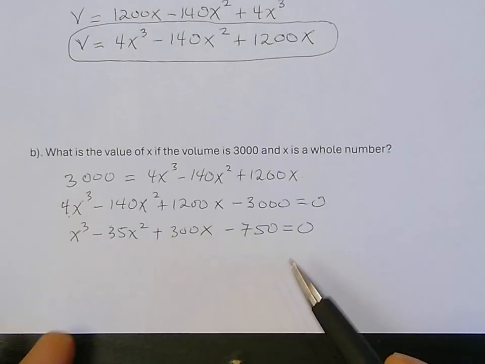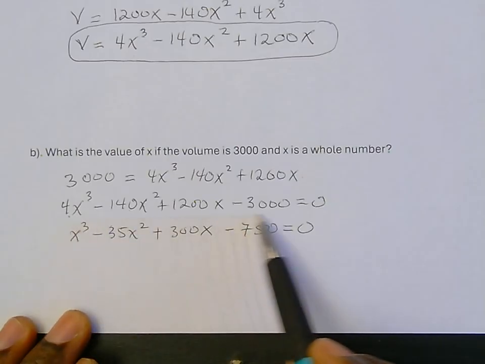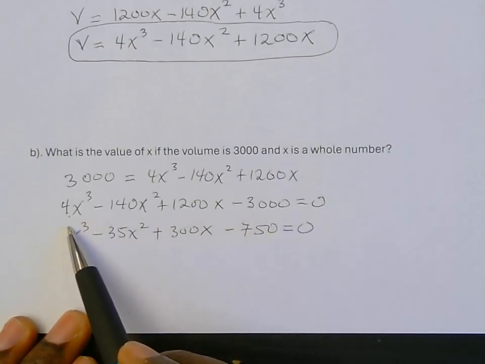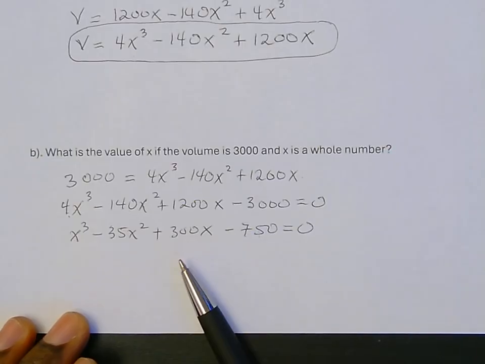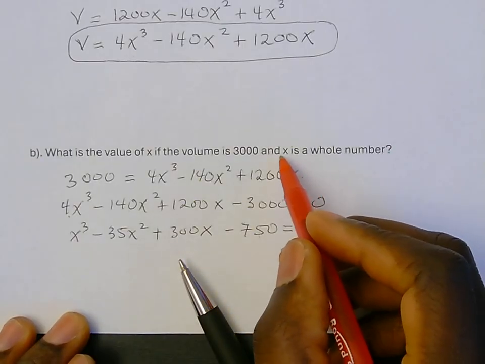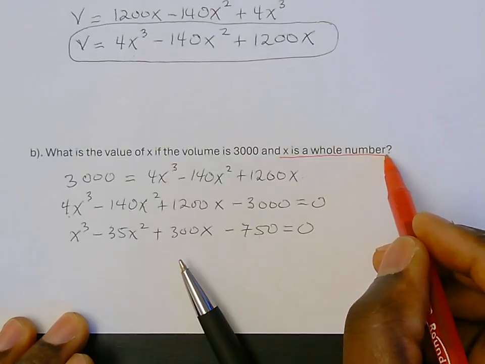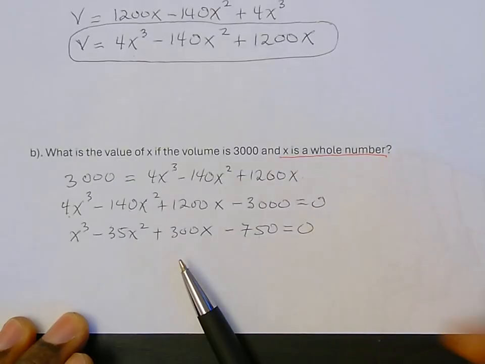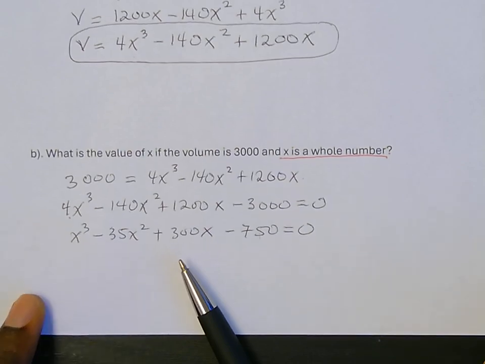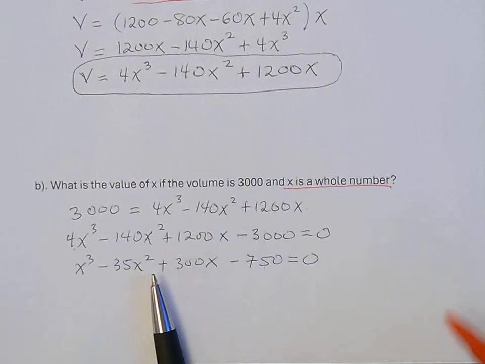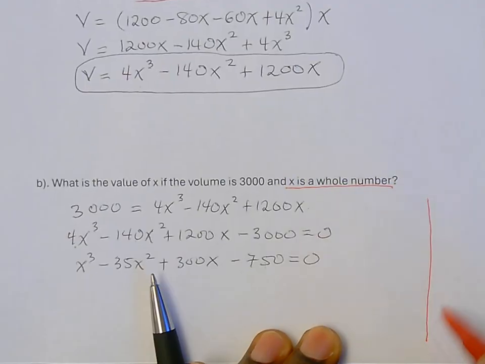Here I would like to use the easier method. I'm going to put this in the calculator and graph it to find the possible values of x. But take note, we are told that x should be a whole number, so let's keep that in mind. When I type this in the calculator and graph it, I end up with a graph that looks like this.